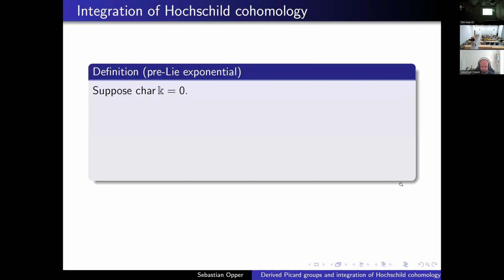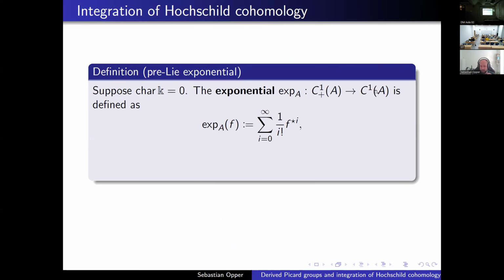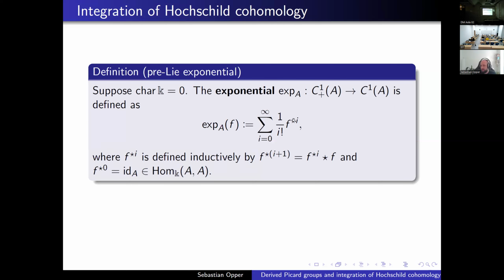Okay. So now we get to the exponential, a precursor of this. If you have characteristic 0, you can just copy the formula from the Euler exponential and write it the same way, but now instead of multiplication, you have this composition product. But this is not associative, so I need to say what it means to take the ith power, because it depends on the bracketing. So you define it inductively like so. The power 0 is the identity, which is just an element from A to A, which lives in the Hochschild complex.